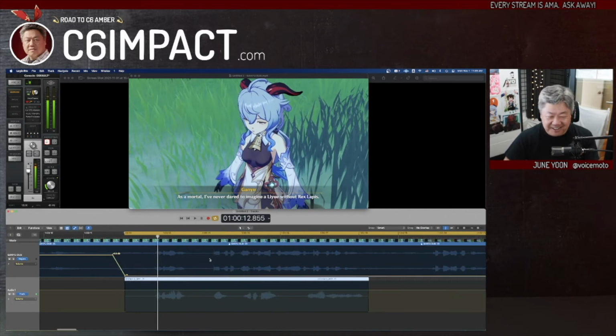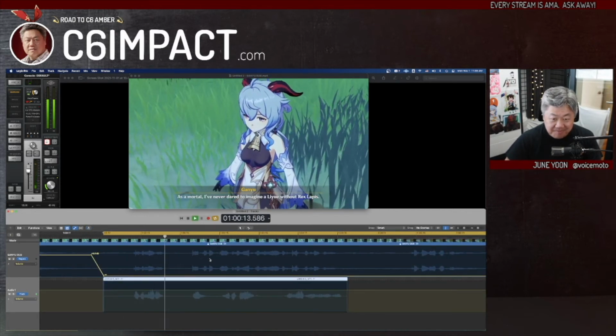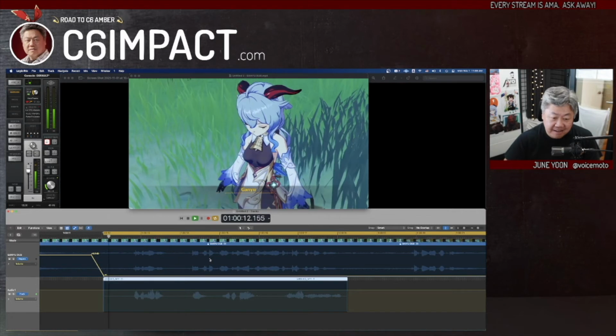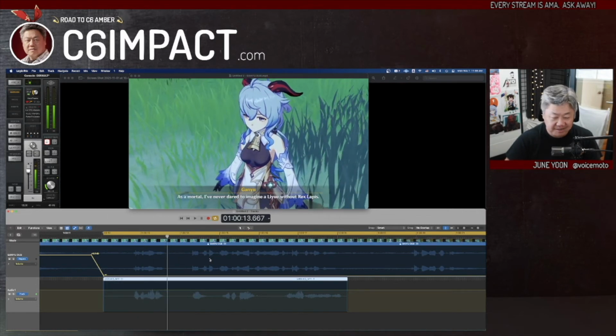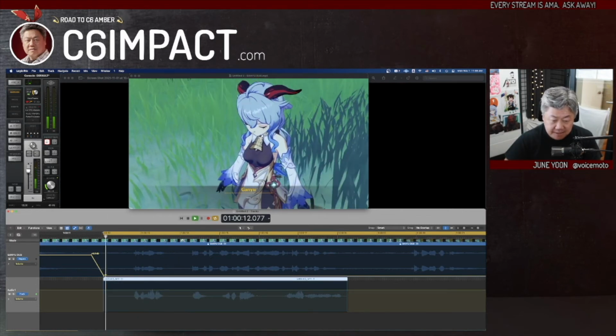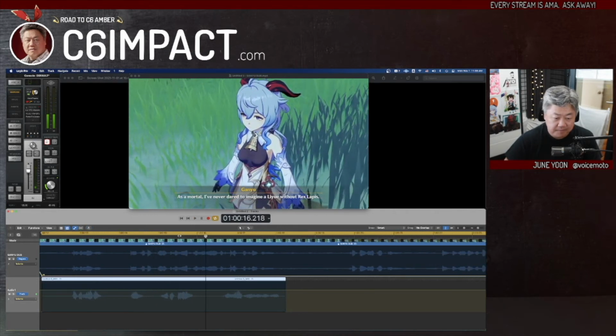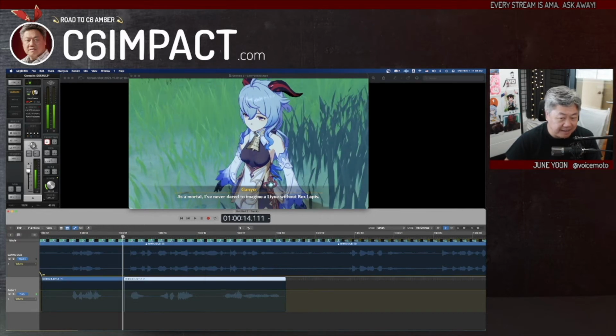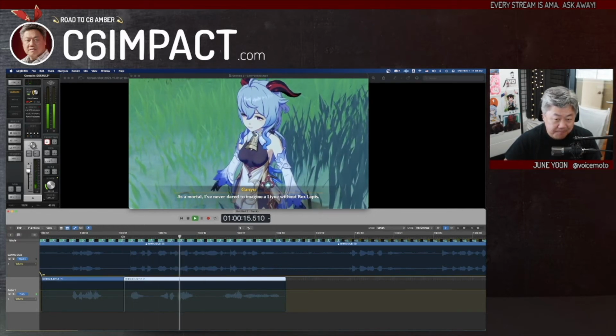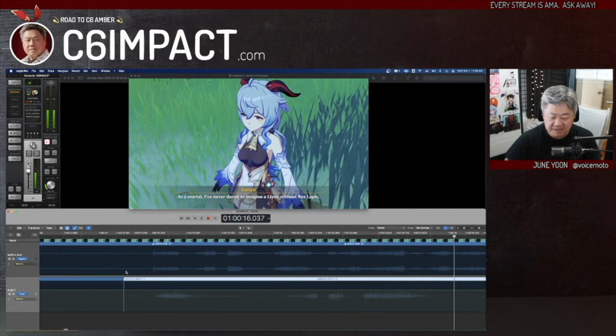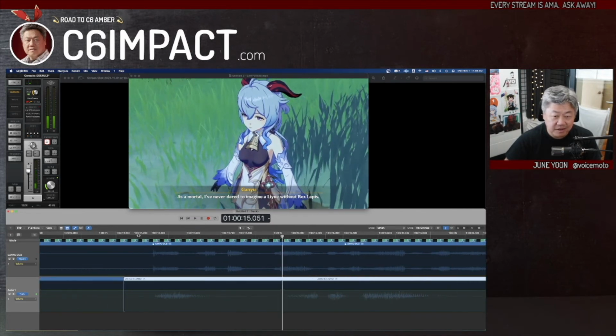But let's first take a look at this. As a mortal, that one looks okay. As a mortal, right? The mouth flaps match and makes sense. As a mortal, I've never dared. And that "I've never dared" is not quite syncing up. Right? Her mouth opens a little bit earlier. You can see how her mouth opens there, and my narration is right here.